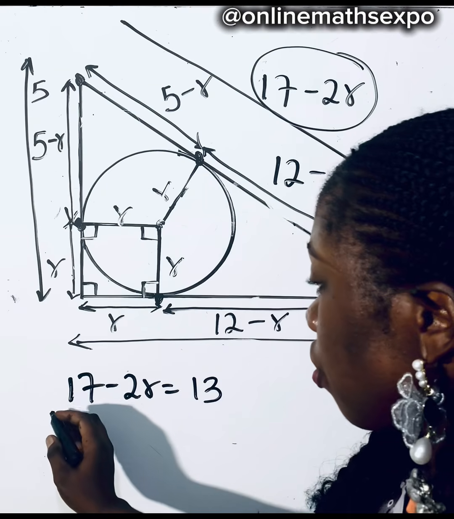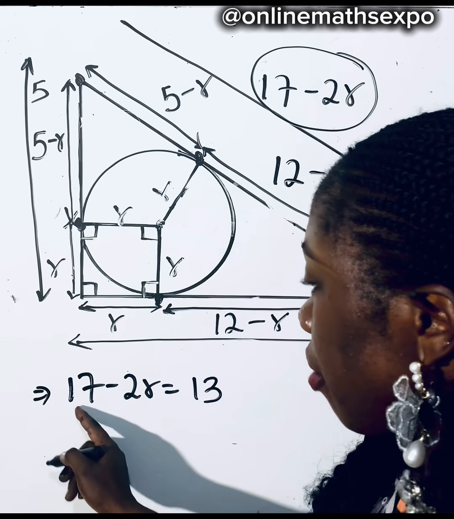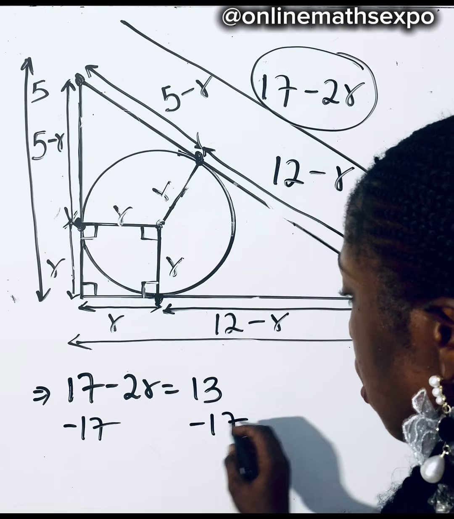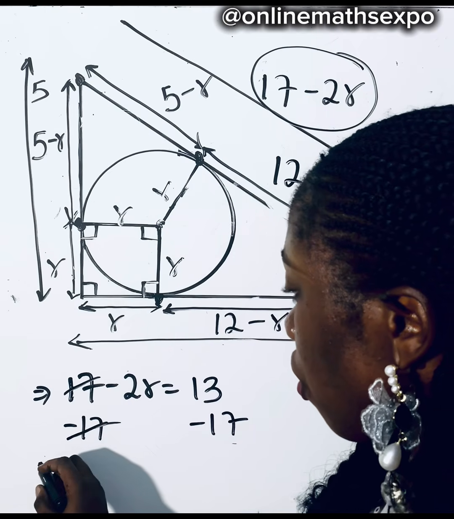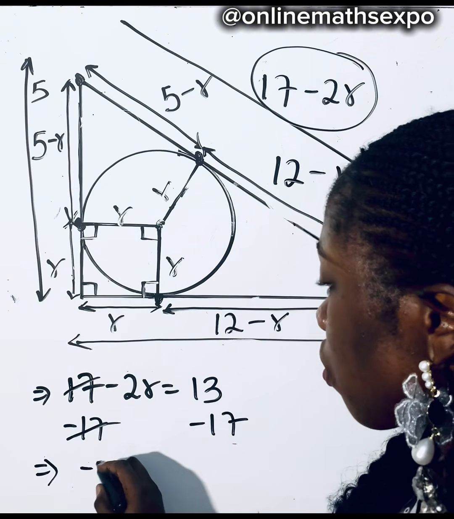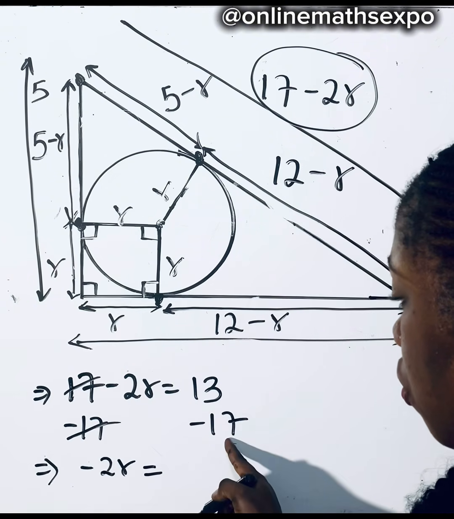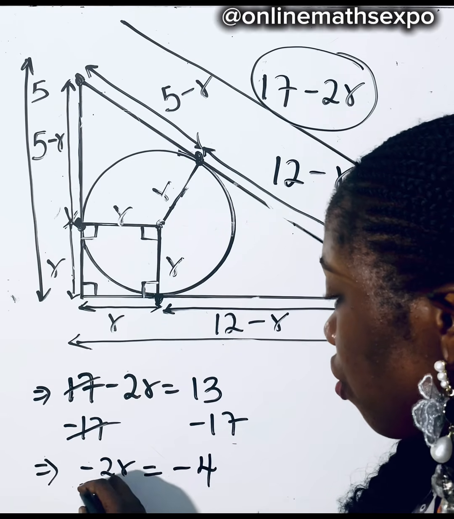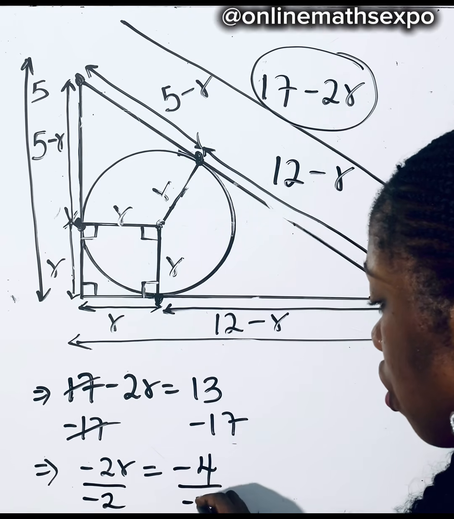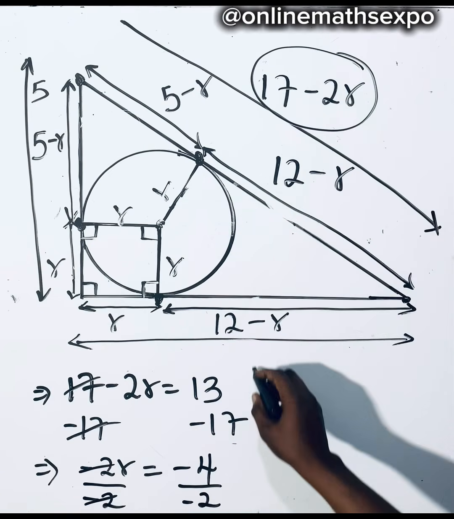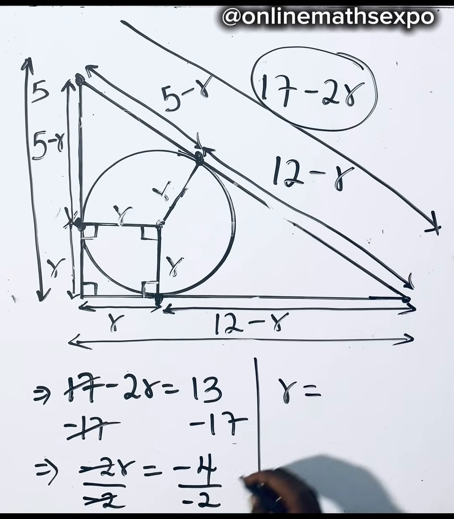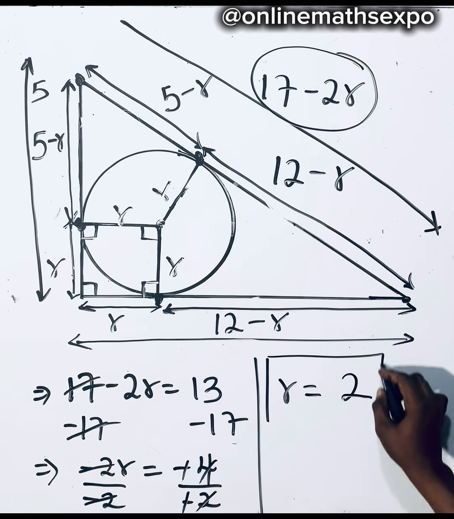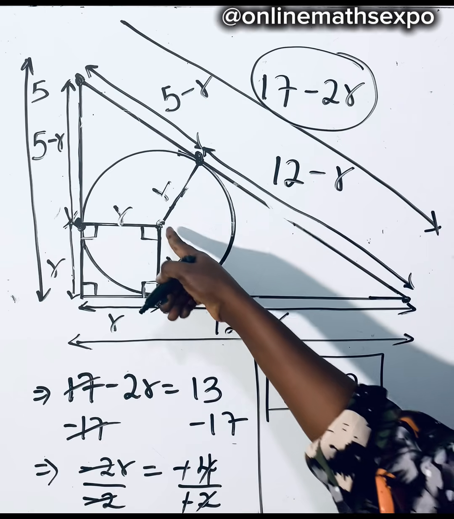Solve this. Remember this 17 is positive, so subtract 17 from both sides, and this will subtract to give you 0. And that gives us negative 2r is equal to, subtract this, negative 4. To get r, divide by the coefficient, which is negative 2. This cancels, and we have r is 2 units. So if r is 2, we have been able to now find the radius.